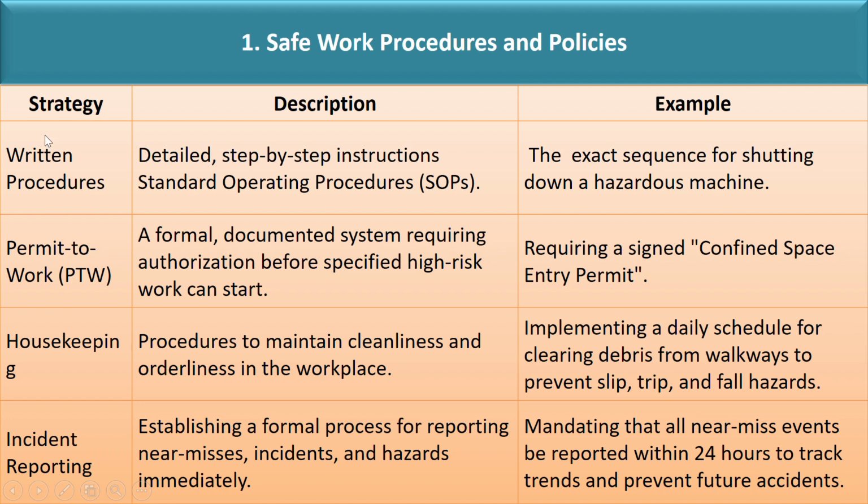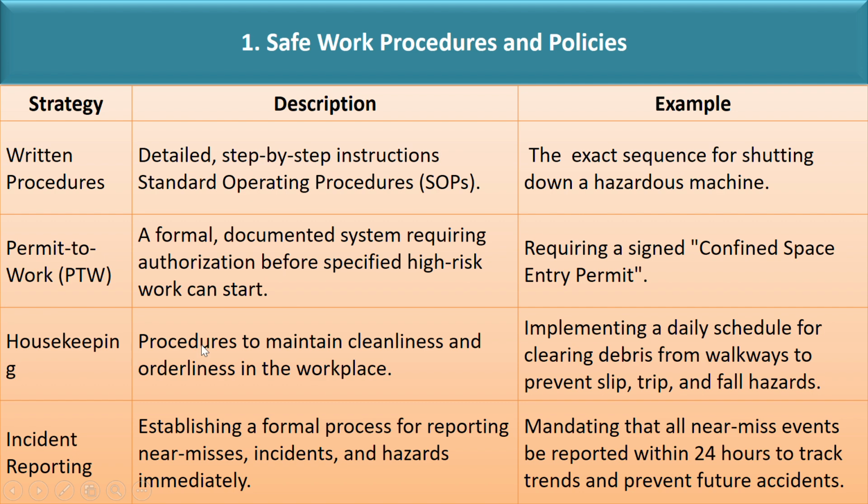Now we have strategy, description, and examples. A written procedure: detailed step by step procedure, work instruction, method statement. Now SOP: the exact sequence for shutting down a hazardous machine. PTW: a formal documented system requiring authorization before specified high risk work can start, such as requiring a signed confined space entry permit.